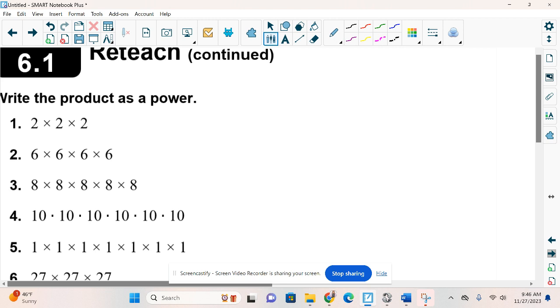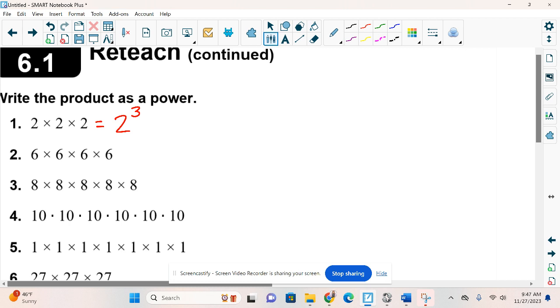Alright, listen. It says write the product as a power. So what I want you to do is write this as an exponent, and then I want us to answer it to get practice using our calculator. Okay? So how would I write this 2 times 2 times 2 as an exponent? 2, because that's the number being repeated, and how many times is it repeated? 3. So we get 2 cubed, or 2 to the power of 3.